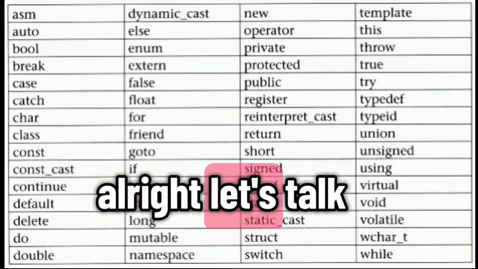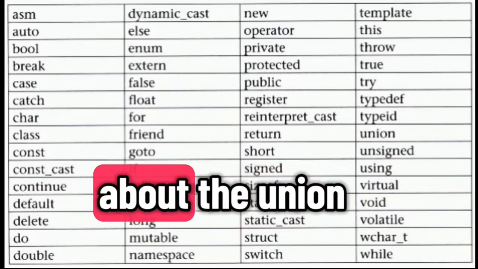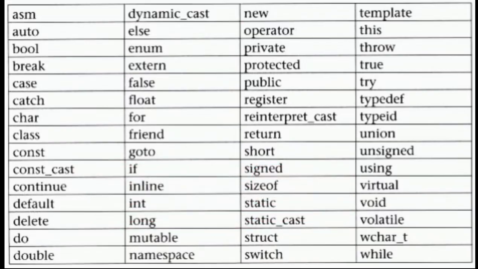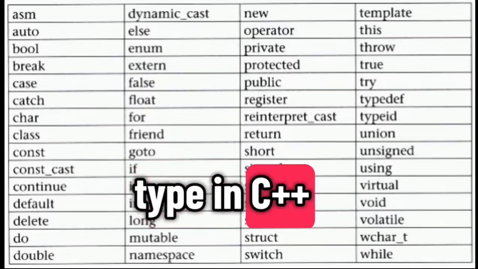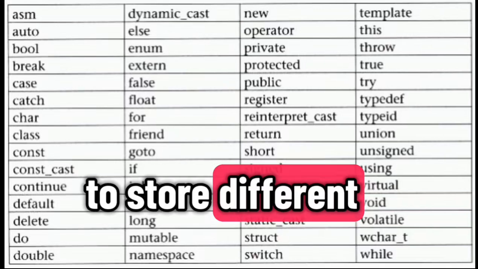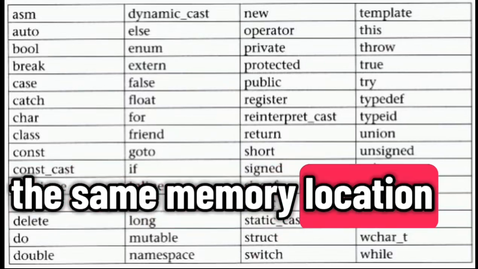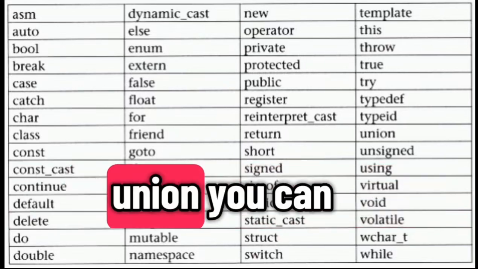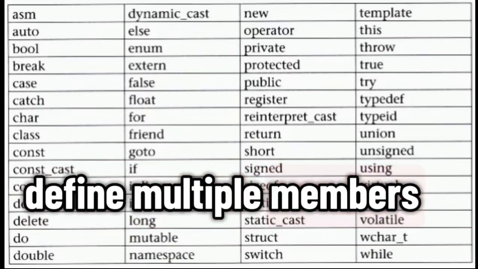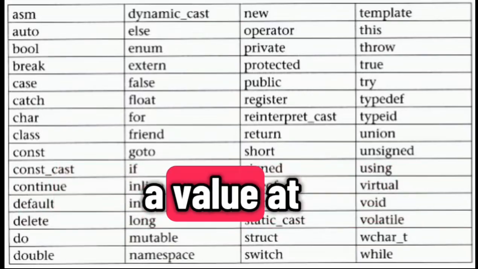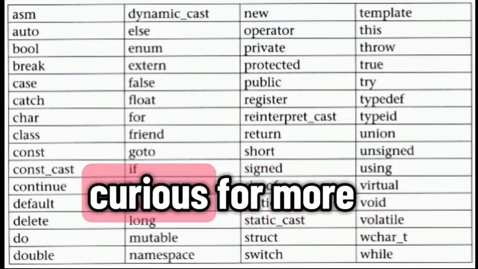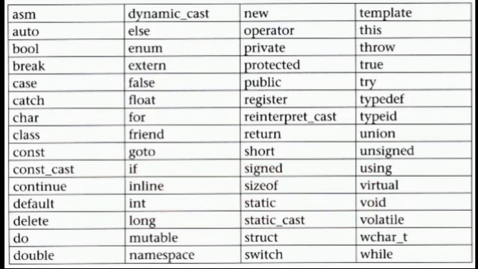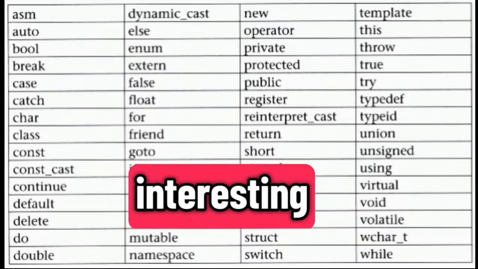All right, let's talk about the union. How do you use union? A union is a special class type in C++ that allows you to store different data types in the same memory location. By using a union, you can define multiple members, but only one member can contain a value at any given time. It's a great way to manage memory efficiently. Curious for more details? That's very interesting.